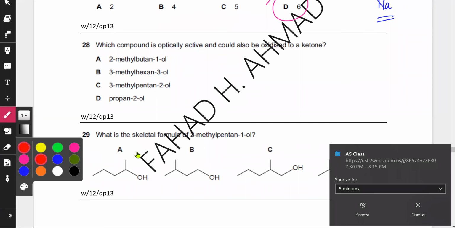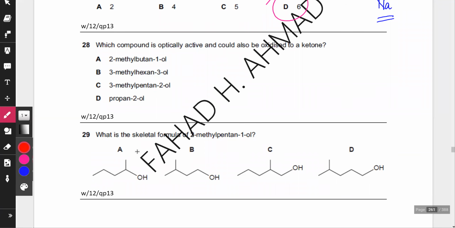What changes into a ketone? Secondary alcohols change into ketones, right? They get oxidized to ketones. So you're looking for a secondary alcohol. Now the problem is you would have to draw all of them. One shortcut is don't draw the hydrogen atoms. It's just a waste of time. So it's butan-1-ol.